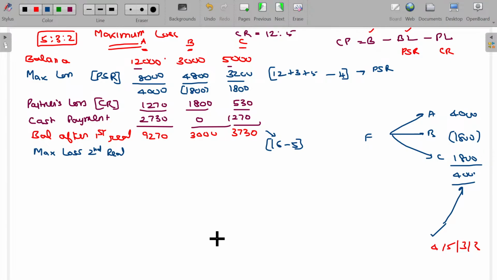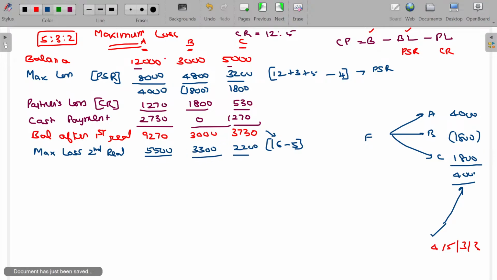After the first realization, amount payable to A, B and C, in total it's 16,000 rupees. We have only 5,000 rupees. 11,000 we cannot pay. The amount not payable, 11,000, will be named as maximum business loss, shared by the partners using their PSR. 11,000 will be shared among the three using the PSR being 5:3:2. Come on, tell me. 5,500 for A, 3,300 for B, 2,200 for C.